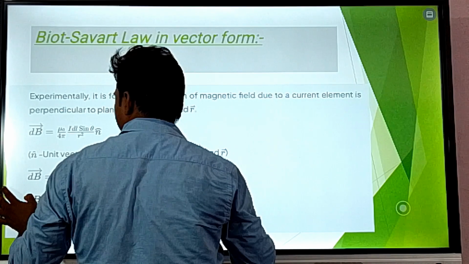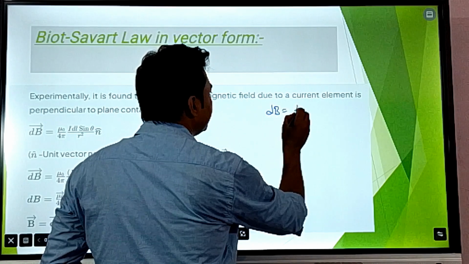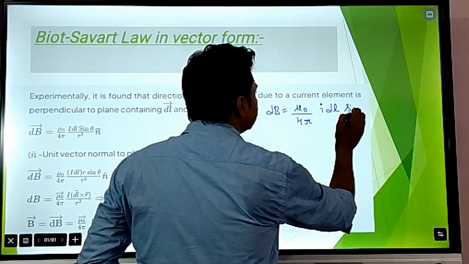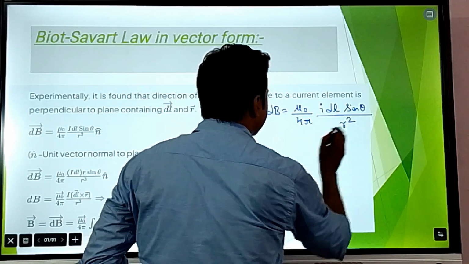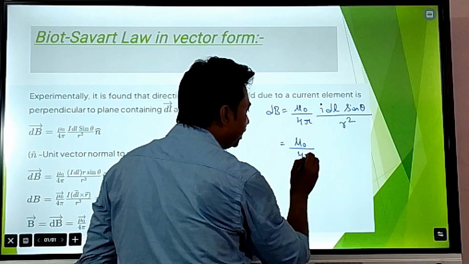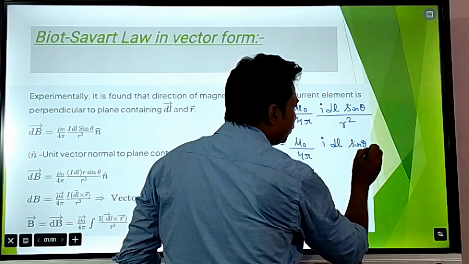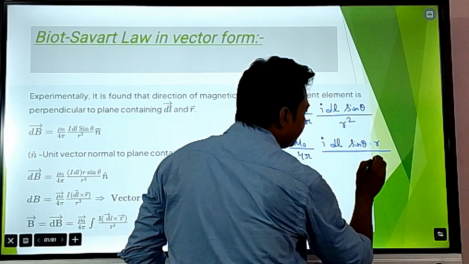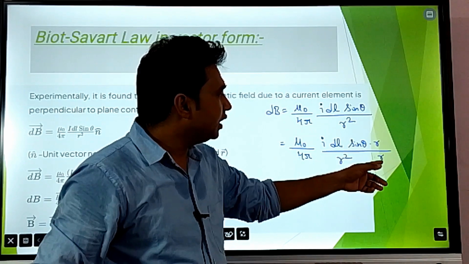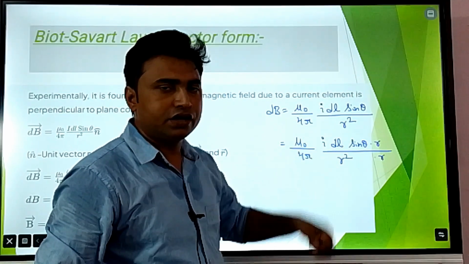So dB equals mu naught by 4 pi I dl sin theta by r square. What I am going to do is multiply here by r and divide by the same r, and here it is r square. I have multiplied here and I have also divided here. It means it will cancel out. This equation is equal to this given equation.